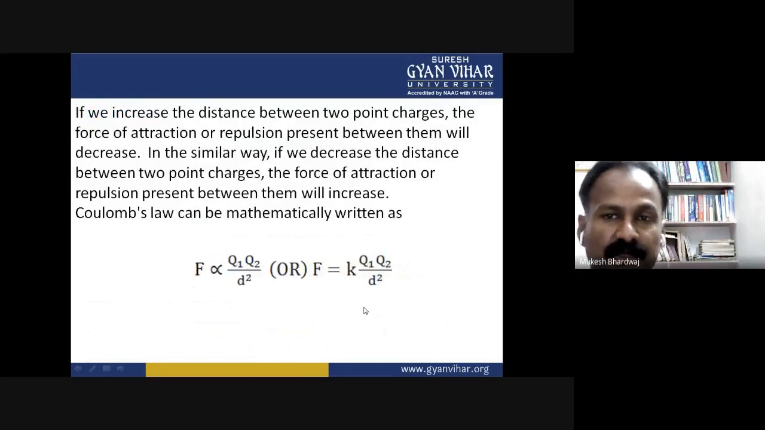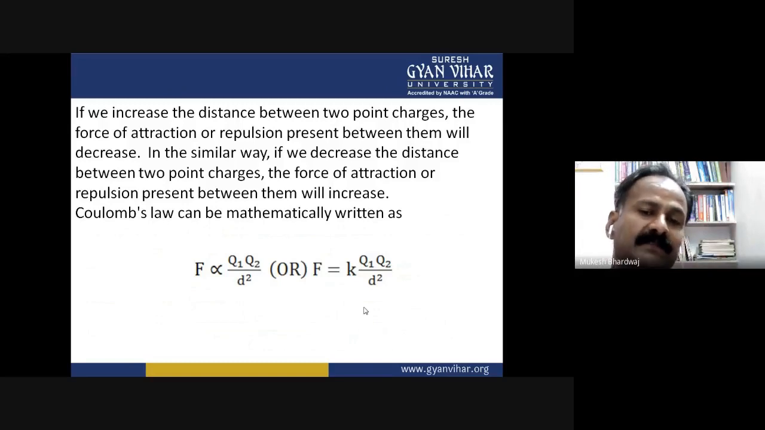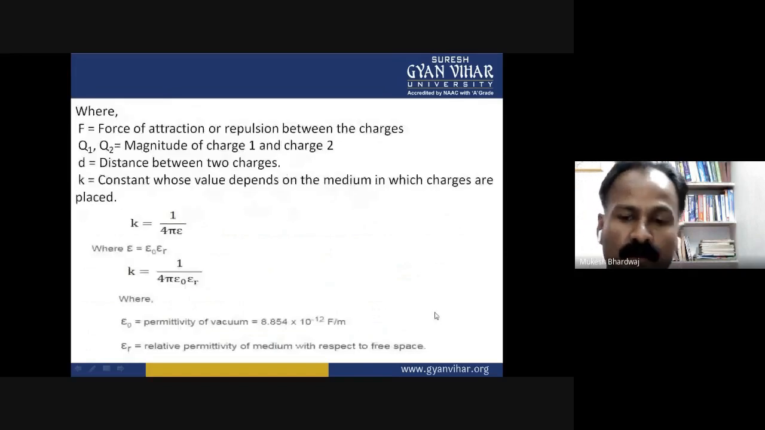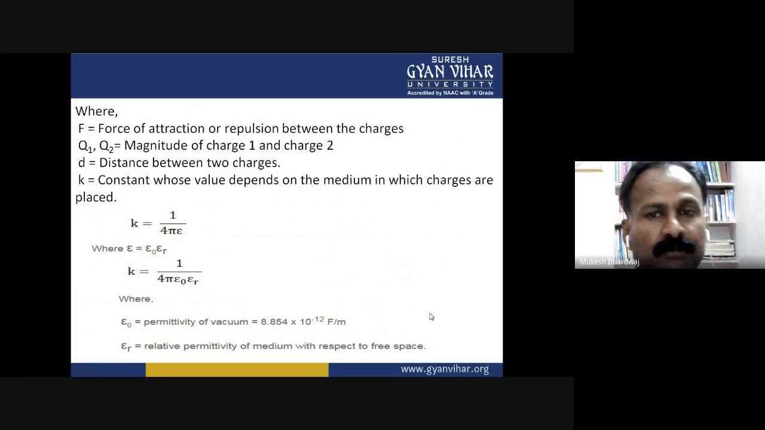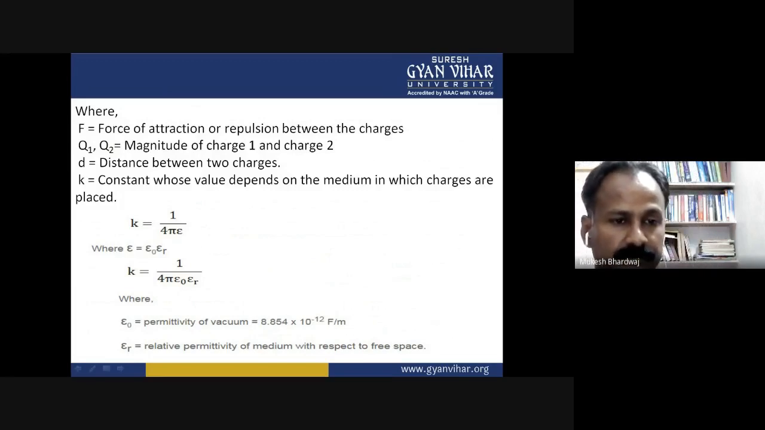If we increase the distance between the two point charges, the force of attraction or repulsion between them will decrease. Similarly, if we decrease the distance, the force will increase. Coulomb's law can be written mathematically with the proportionality sign replaced by k, Coulomb's constant, whose value depends upon the medium. Here F is the force of attraction or repulsion between the charges, Q1 and Q2 are the magnitudes of the first and second charges, d is the distance between the two charges, and k is the constant whose value depends on the medium in which the charges are placed.